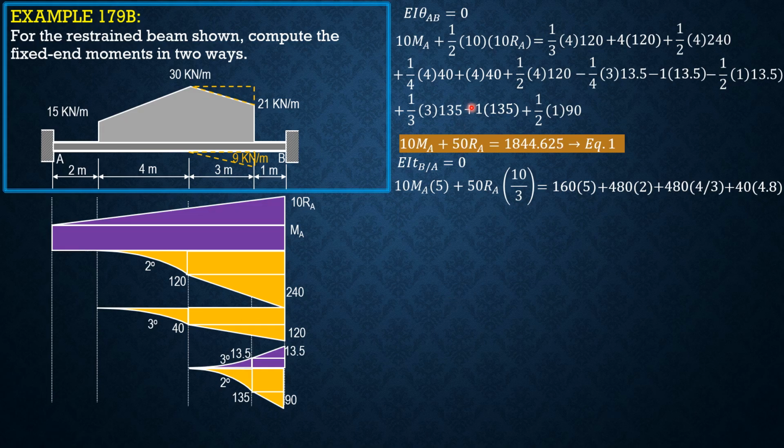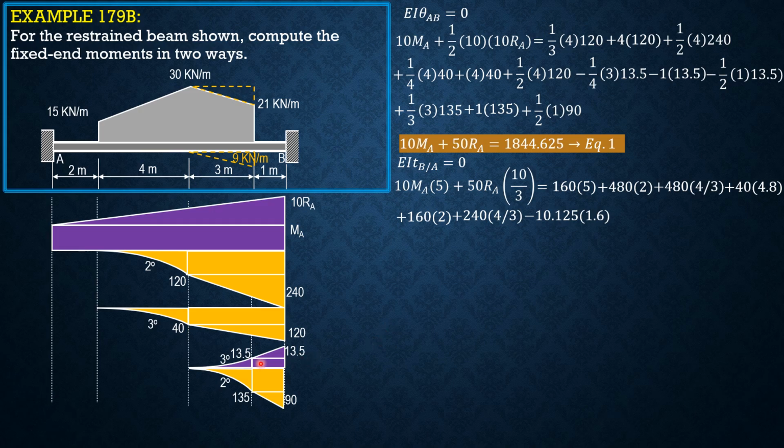Then for the rectangle, the area is 4 times 40, or 160. Moment arm is 2. For this triangle, the area is 2 times 120, 240. Moment arm is 1/3 of 4, or 4/3. Then minus this third degree curve, 1/4 of 3 times 13.5. This one, that's 10.125. And the moment arm is 3/5, 0.6 plus 1, so 1.6. So minus 10.125 times 1.6.